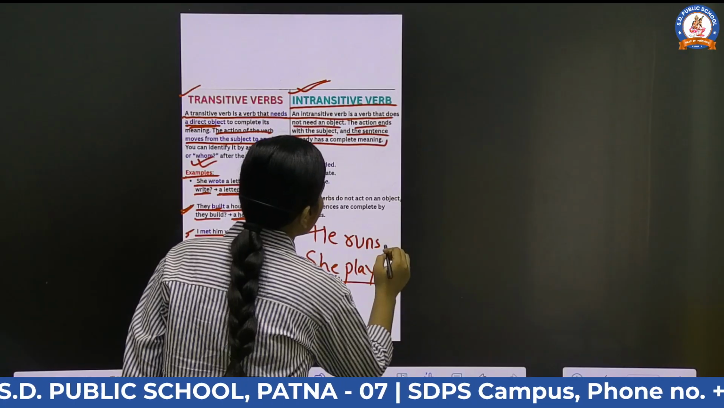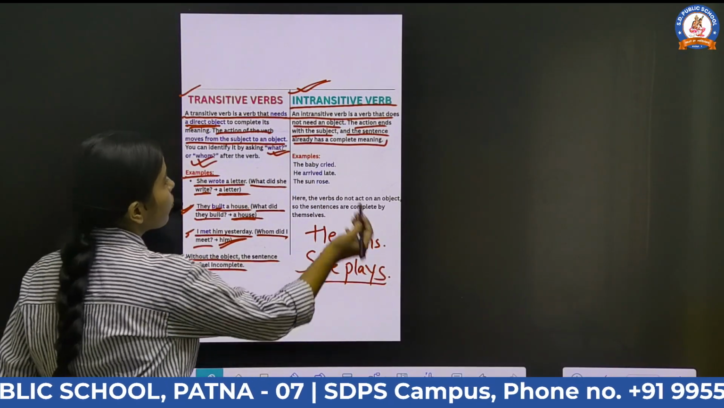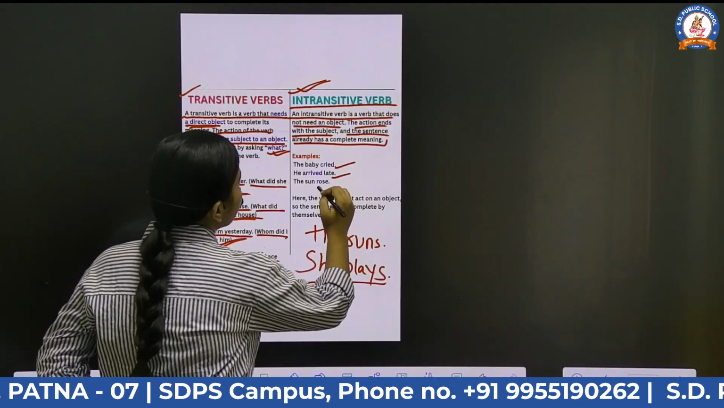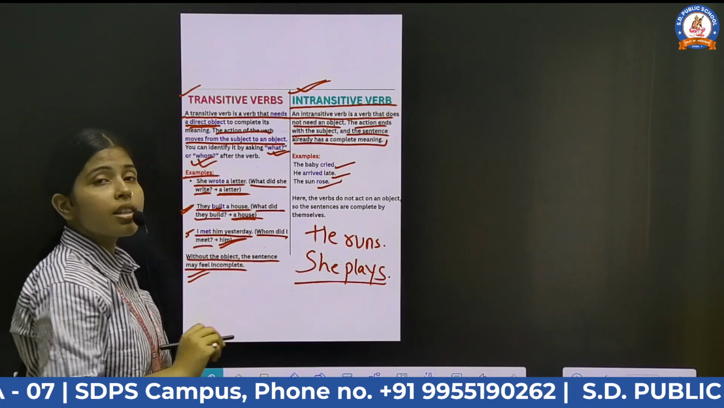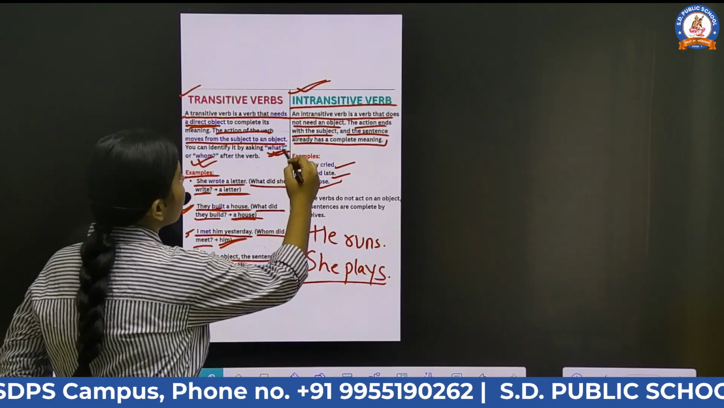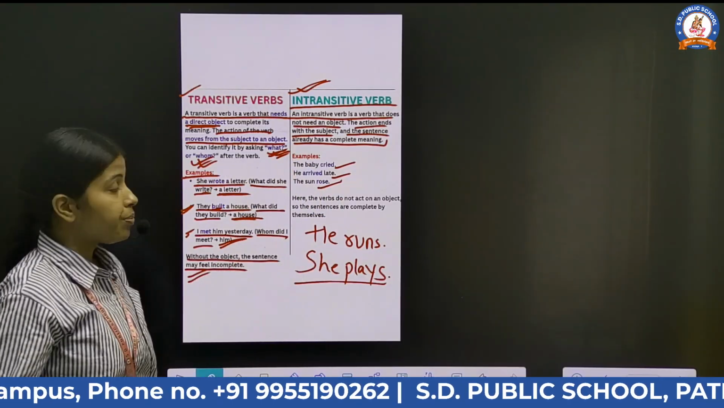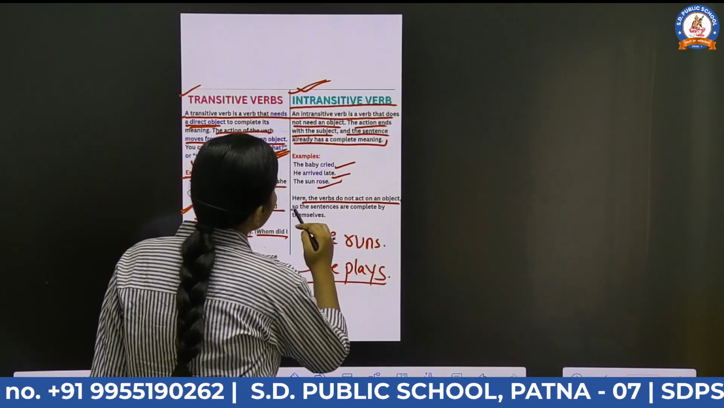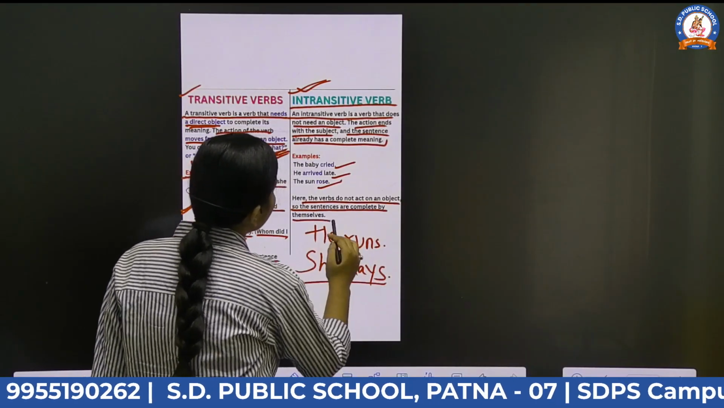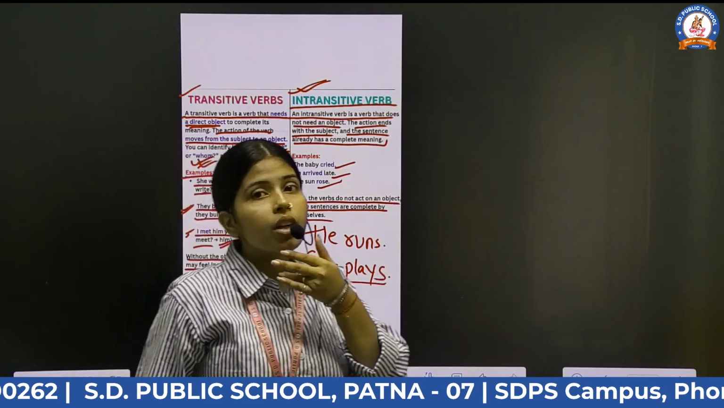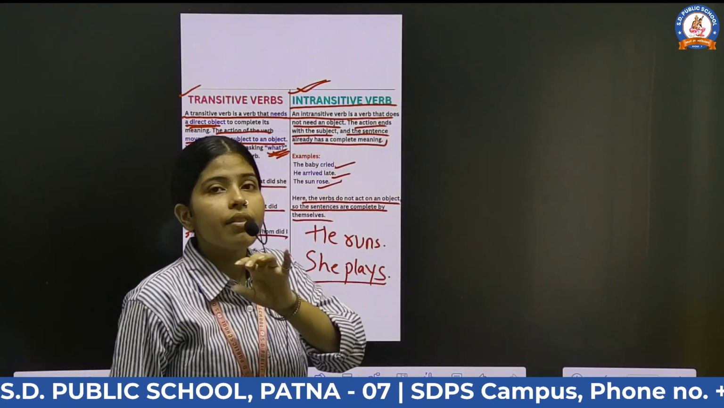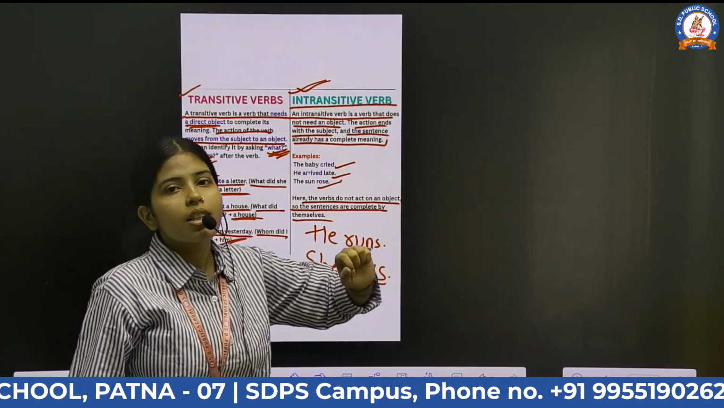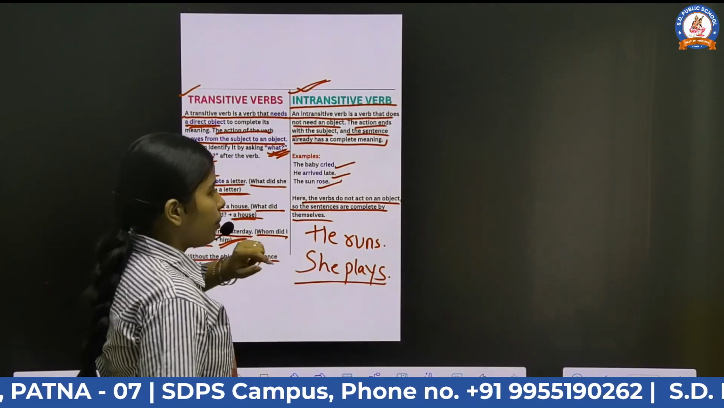These are intransitive, right? For example, here also mentioned: the baby cried, he arrived late, the sun rose. In these sentences, you can see they are not answering the question what and whom. Here the verb does not act on an object, so the sentences are complete by themselves. What I told you is that transitive verbs will need an object with them, but in an intransitive verb, it is not necessary that an object should be present with them, right?